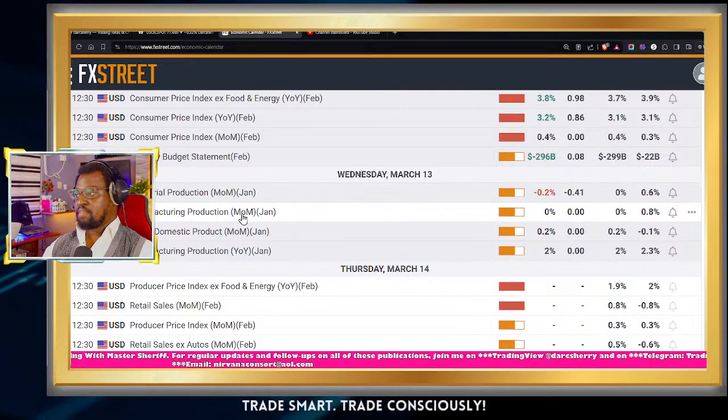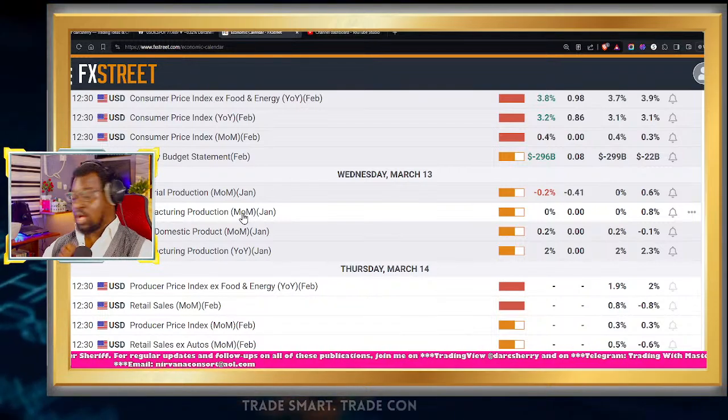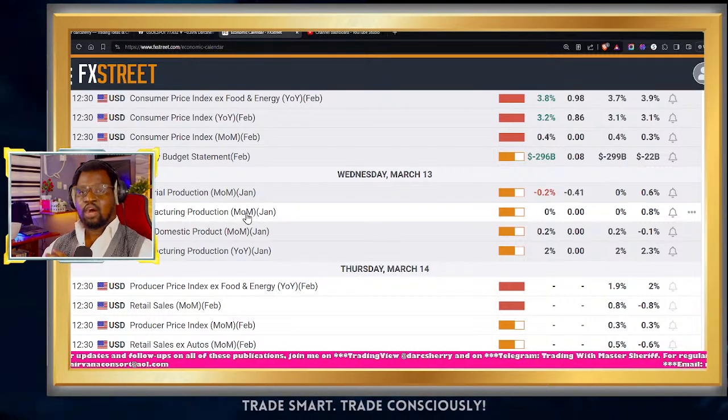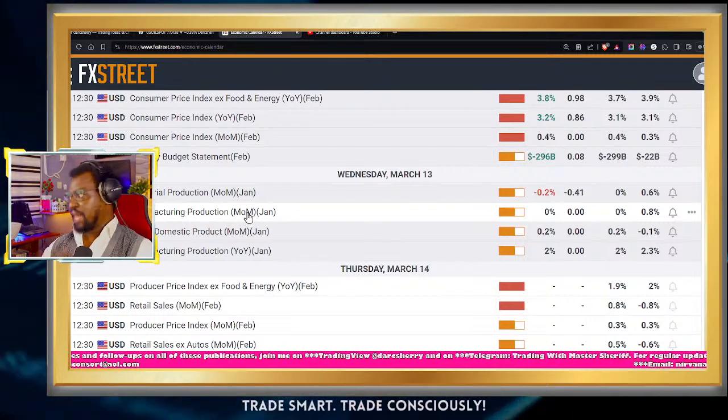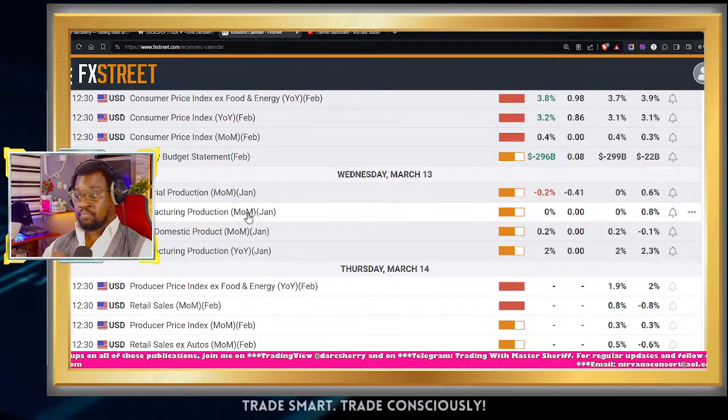Now, we also have the manufacturing production, which gave us an insight into the manufacturing sector as well. We saw a contraction in that one compared to the previous month, where we had an expansion of 0.8. Now we had 0%, so the manufacturing sector did not improve at all.